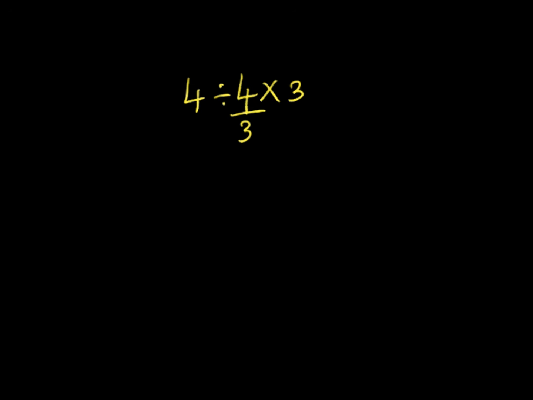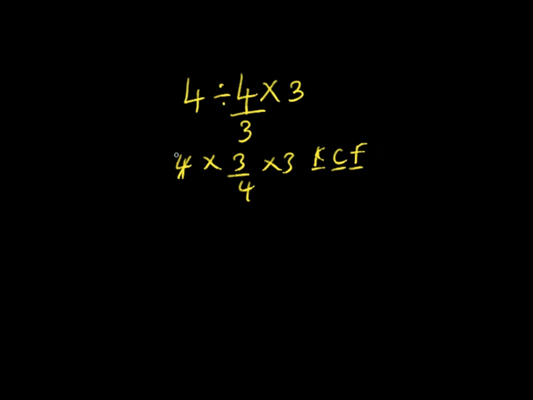First of all, we solve our 4 divided by 4 over 3. Then we have to apply the rule of KCF here, which is K stands for keep, we keep our 4. C stands for change, we change division to multiplication. F stands for flip, then we flip it to 3 over 4 times 3.